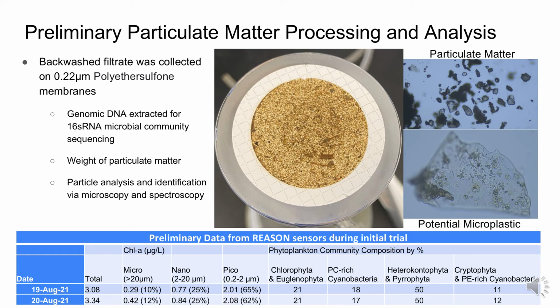On that potential microplastic, you can see what appears to be adhered biofilm, and in an ideal case, we would be able to remove any bound biomass from this and identify that using 16S community sequencing. Additionally, we have preliminary data from the REASON project sensors during this initial trial. They were able to collect chlorophyll-a data at different size fractionations and use that information to identify phytoplankton community composition by percentage.